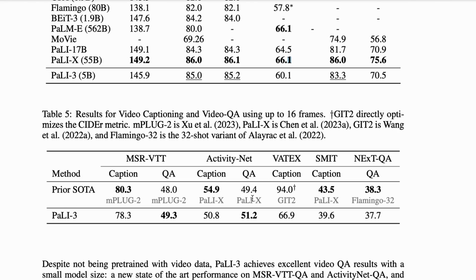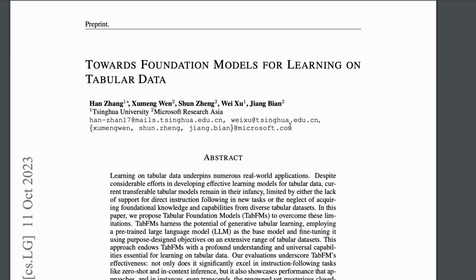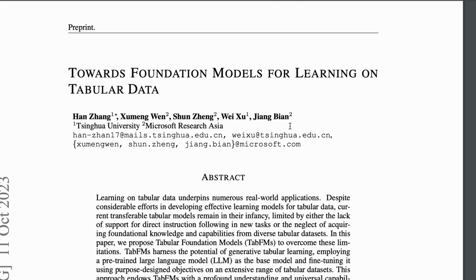Based on the benchmarks that they have got, PaLI-3 seems to be a very interesting model. The next paper is another interesting aspect, which is towards foundation models for learning on tabular data. Most of the enterprise data is still in tabular format, and anybody who's been working in large enterprises would know that while you have a lot of textual data in companies, still the key data, like your finance data, or your employee data or sales data, all of this is ultimately tabular data.